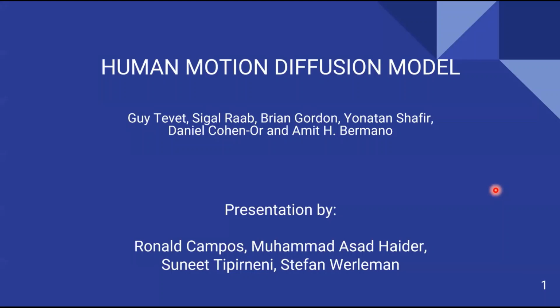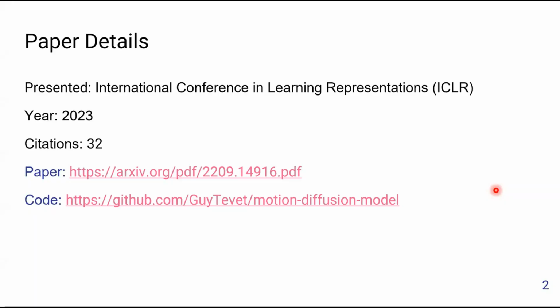So we're group 4, and we'll be discussing a paper called Human Motion Diffusion Model. This was work that was done by researchers from Tel Aviv University in Israel. A little background on the paper. This paper actually has not yet been presented, but it will be this year at the International Conference in Learning Representations, which will take place in Rwanda.